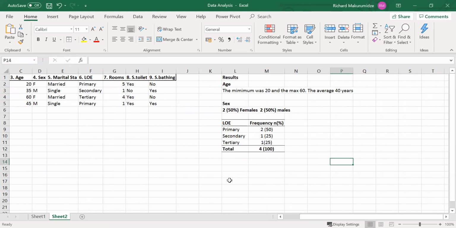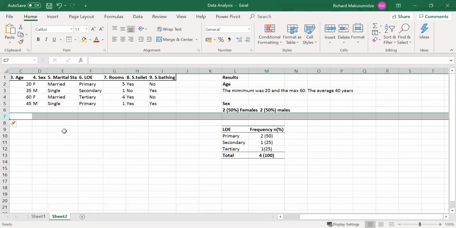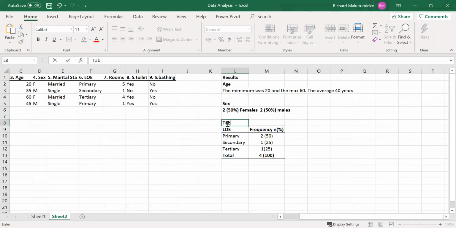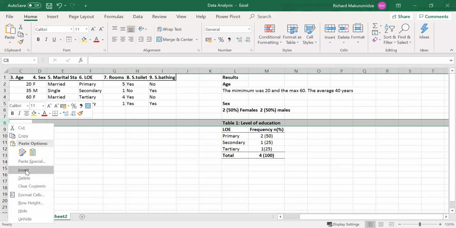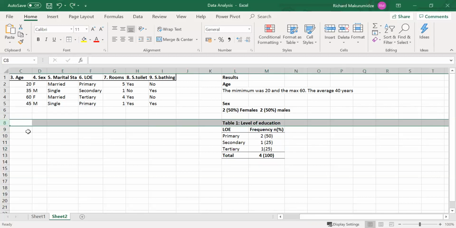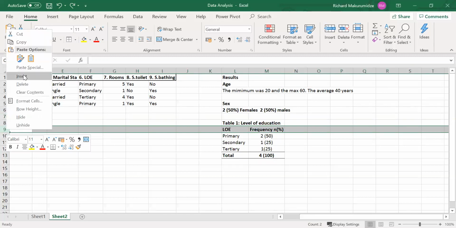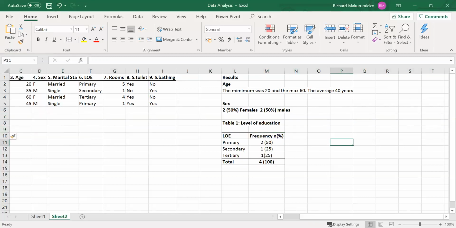So we can simplify again, write your table. A table should have a title. So table number 1, and you put your level of education. That's the title for your table. So you put it nicely, and it now shows your table number 1.